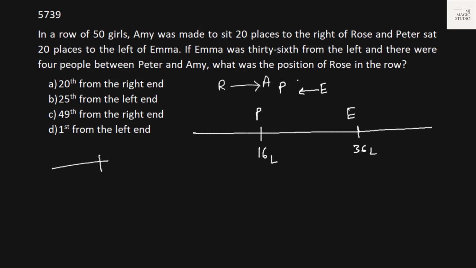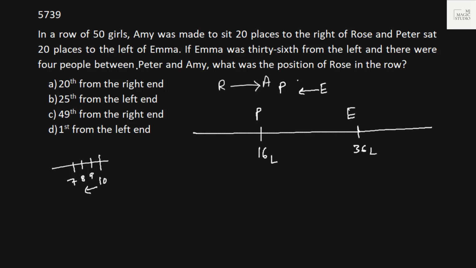That means Peter is at 16th from the left. See, if I say this is 10th position and he is 3 positions to the left, that means 1, 2, 3, 9, 8, 7. Obviously, we just need to deduct 3. So 36 minus 20 is 16. Peter is at 16th position from the left.